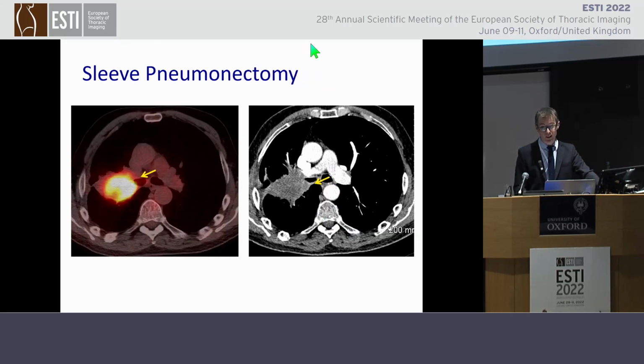Sleeve pneumonectomy is a relatively uncommonly performed procedure, and this is when you get a tumor that's even more central. So we thought this patient would be suitable for standard pneumonectomy, but when they had an endobronchial ultrasound, the tumor actually extended all the way to the carina. So in this case, the carina needs to be removed. So you remove the lung and carina, and then you anastomose the left main bronchus to the trachea. There are quite significant complications and morbidity associated with this procedure, but if technically successful, it results in a good functional outcome for these patients.